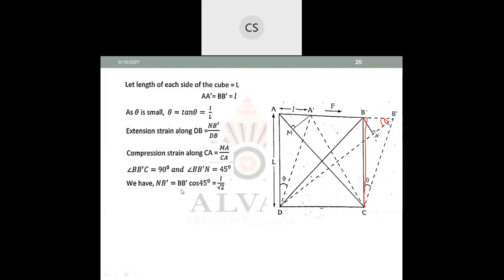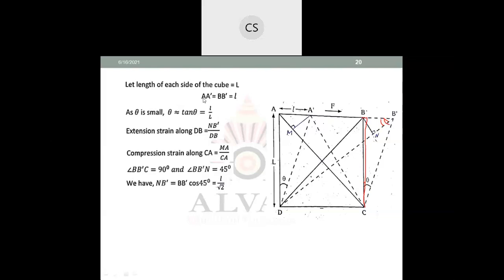So let us use trigonometry, and you can write NB dash, that's the change in length. NB dash is equal to BB dash into cos 45. That is nothing but what you did. You used cos 45. Cos 45 is equal to what? Adjacent divided by hypotenuse. That is what exactly you have used. Adjacent is NB dash divided by hypotenuse BB dash. So therefore, NB dash is equal to BB dash cos 45.